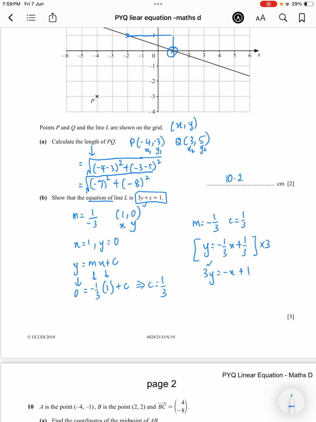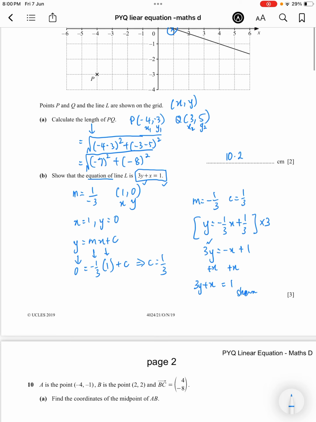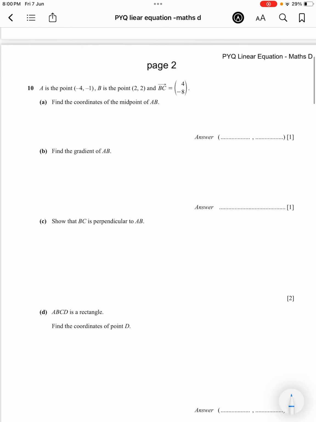We're one step closer because we have the 3y there. You see on the right hand side there's only 1. That means I remove that side, balance it, so on the left hand side I get 3y plus x equals 1, which is the same thing as the question, so shown. Simple as that.